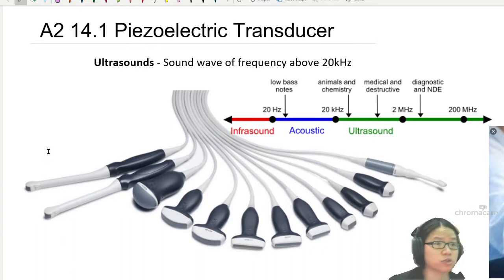This is how a transducer looks in real life. You will see that there are different shapes and sizes, and also there are certain types that come with probes. Okay, so this is to ultrasound smaller organs, or maybe to be placed inside certain parts of the human body to produce a better image.